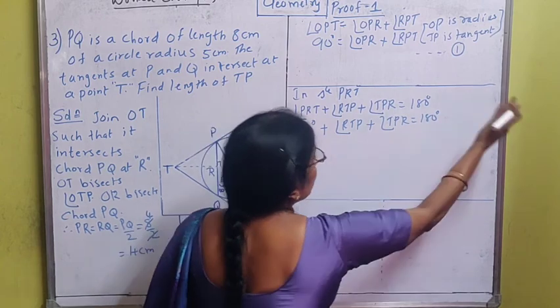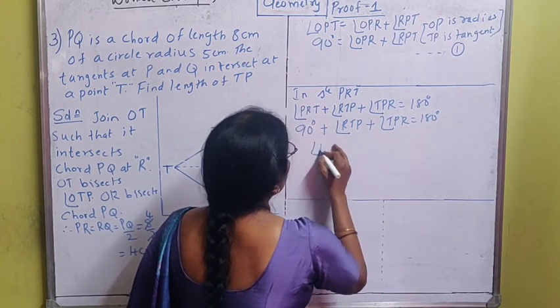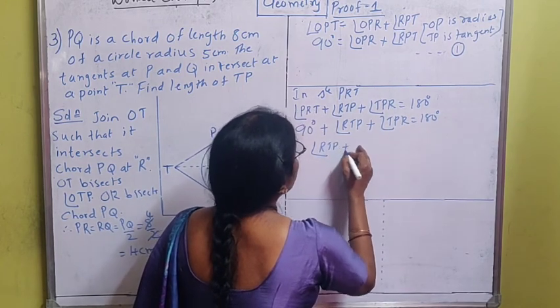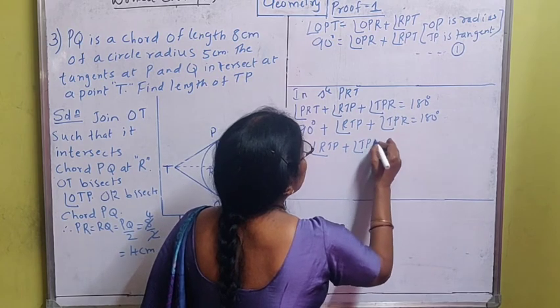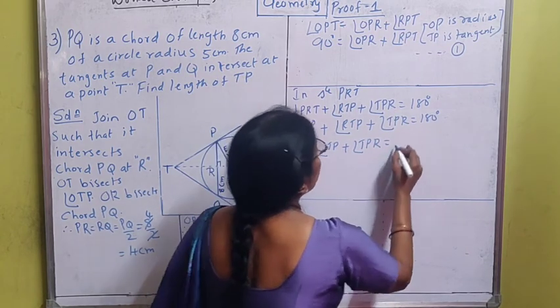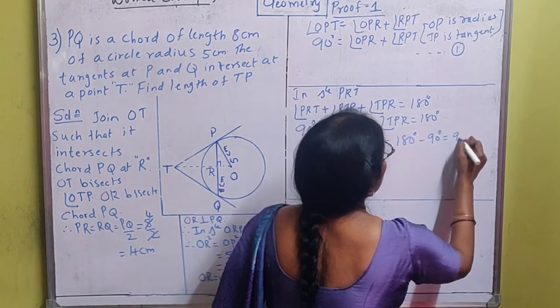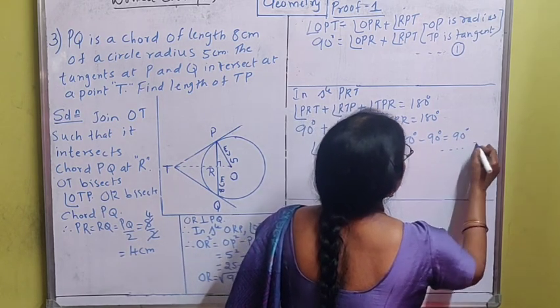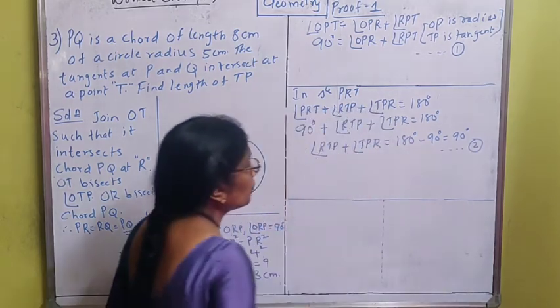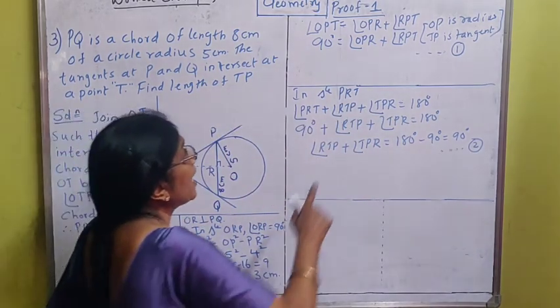This 90 degree I will take to the other side. So what you will get? Angle RTP plus angle TPR is equal to 180 degree minus 90 degree, which is equal to 90 degree. This is your equation number 2. Now let us compare 1 and 2.